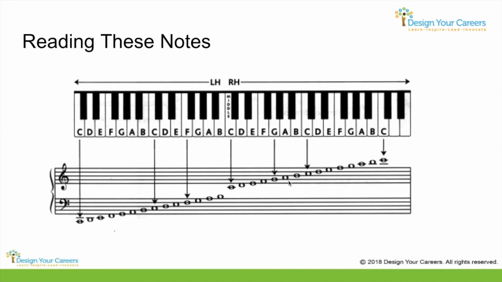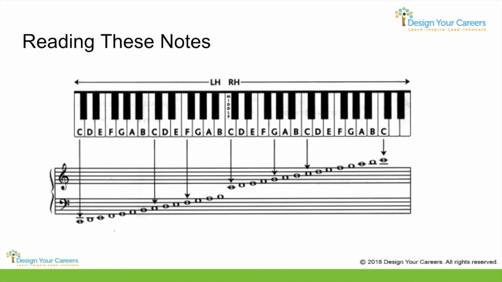Then this space is A. Like we talked about, the musical alphabet is from A through G. So that's why after our letter G, we went straight to A. So now after A, we go to B. B is on the line. And then we go to C, in the space, and so on.